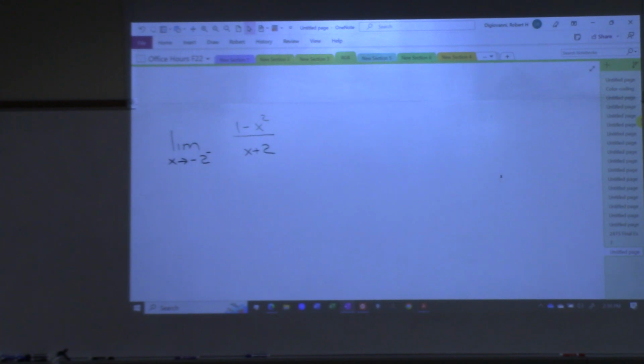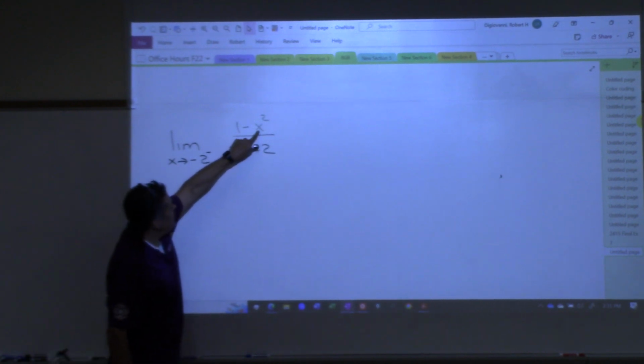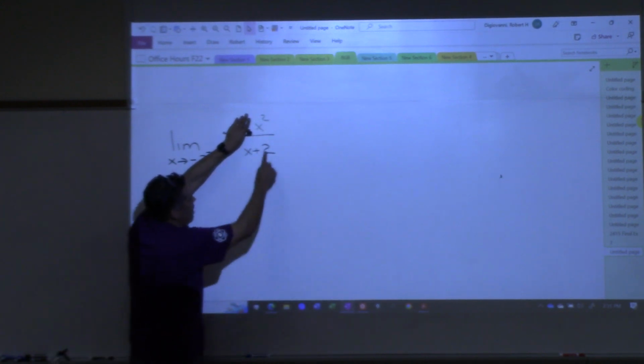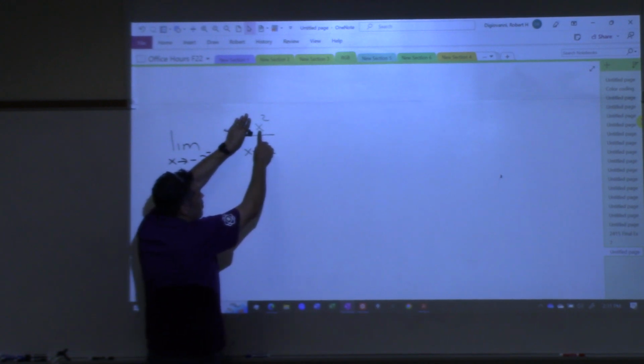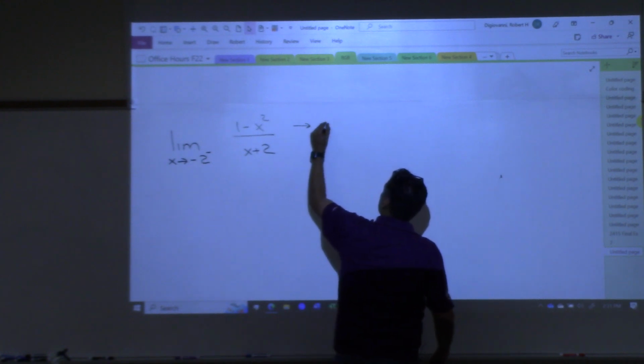First step, let x go to -2, right? To -2. So if I put a -2 right here, and square it, what's -2 squared? 4. So 1 take away 4 is -3.